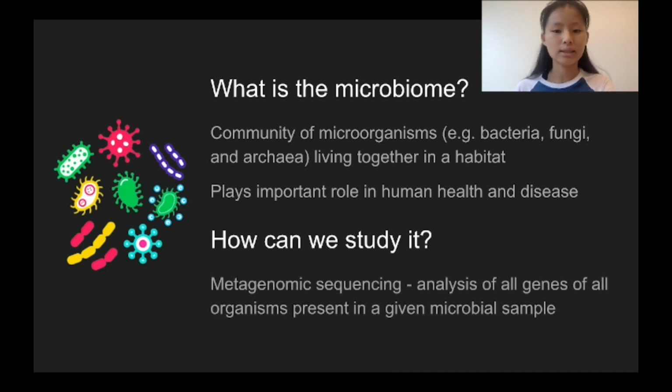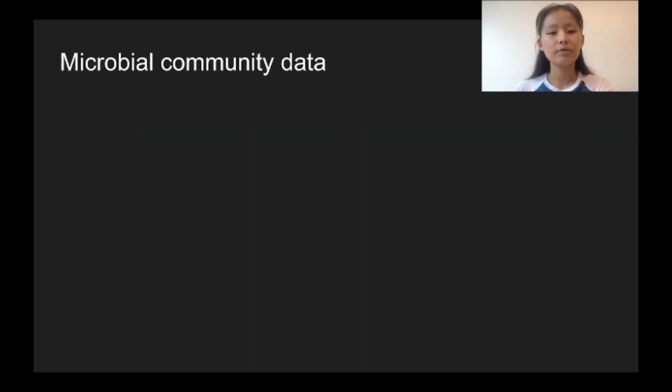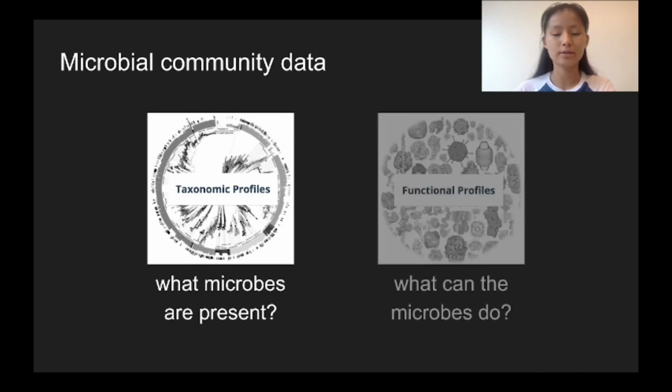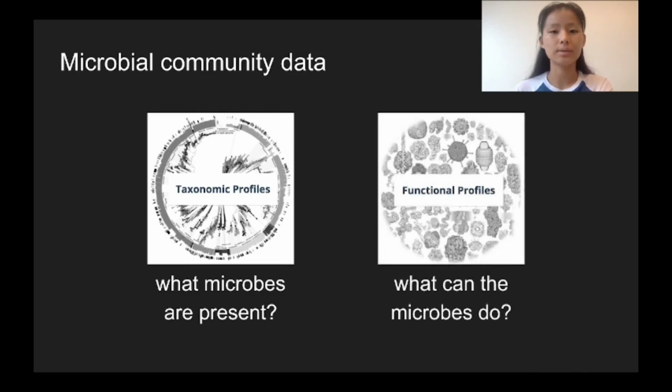Metagenomic sequencing is the analysis of all genes in all organisms present in a given microbial sample, and this generates a huge amount of data. Two of the different types of microbial community data that metagenomic sequencing generates are taxonomic profiles, which describe what microbes are present, and functional profiles, which describe what these microbes can do.